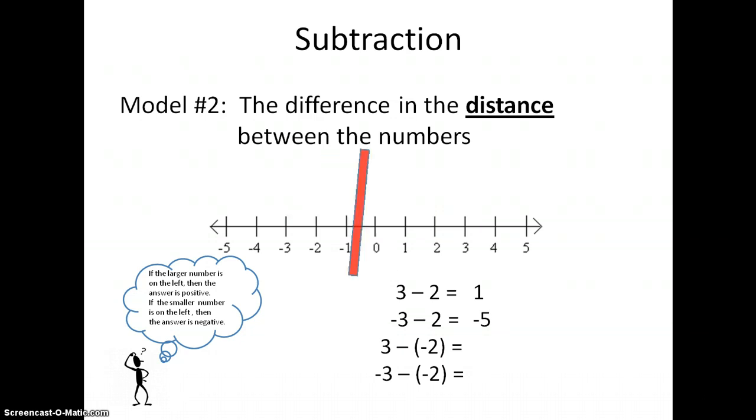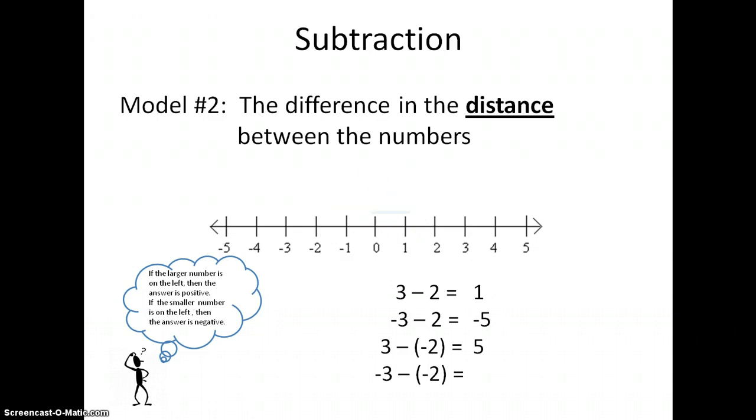Okay, in the third example, we start with a +3 and we want to look at the distance between a +3 and a -2. So that's this distance. Now we have the larger number on the left, so we're taking away a smaller number, the negative number, and that means that we're going to be left with a positive answer. So 3 minus a -2 is a +5. And the little guy in the bottom corner is kind of telling you the rule to this.